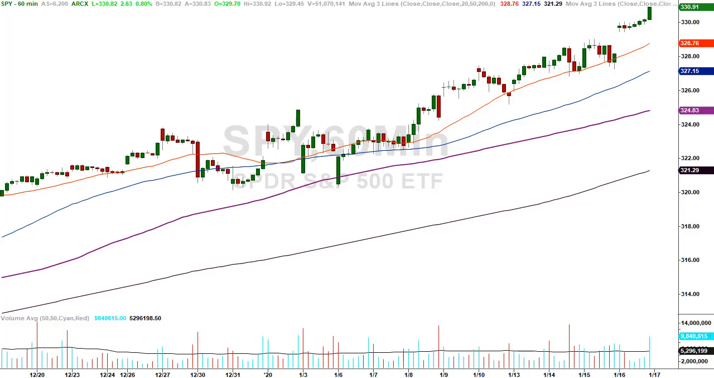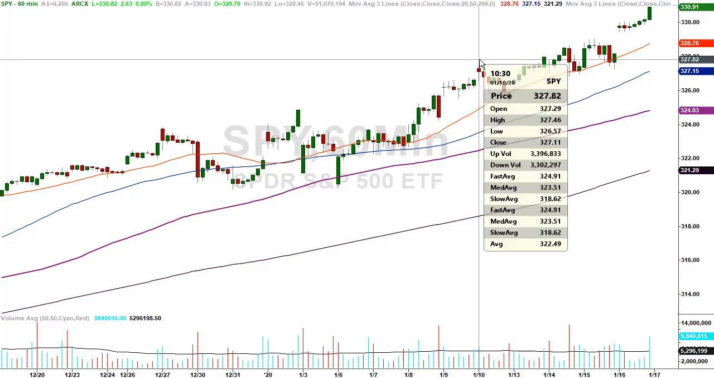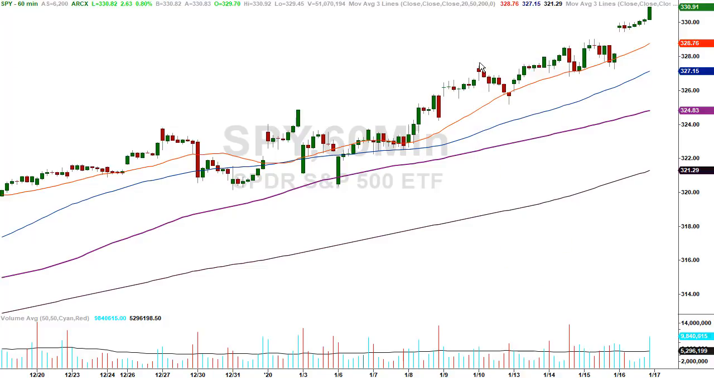For this, we'll go down to an hourly chart and we'll just focus in on this downtrend, which occurred, I believe, last Friday. So this high here, this was on the 10th. So this is 10:30 in the morning. The market makes a high, trades down all day long.